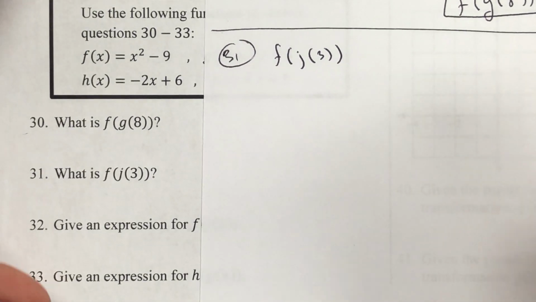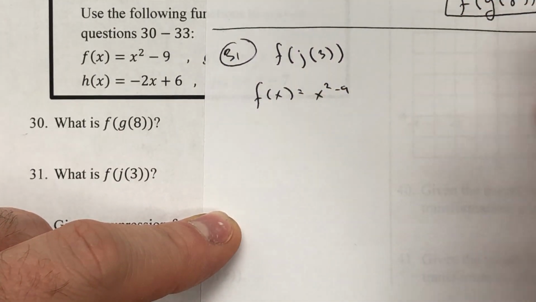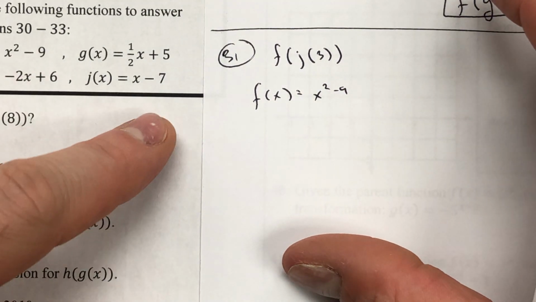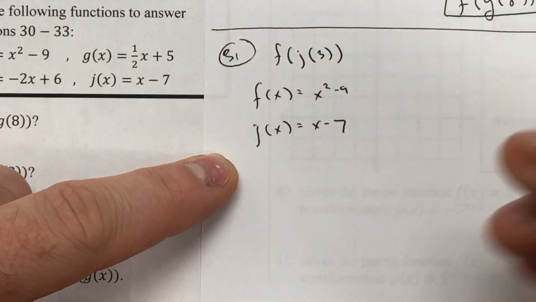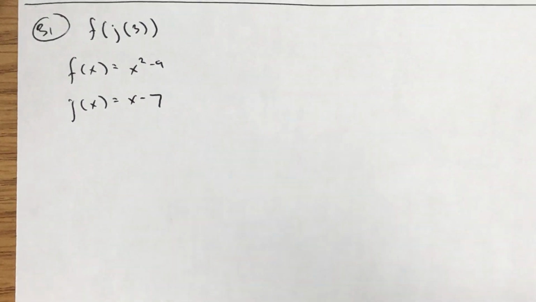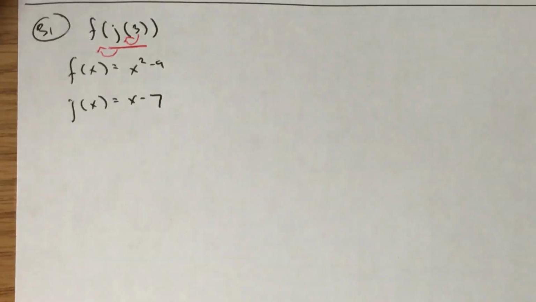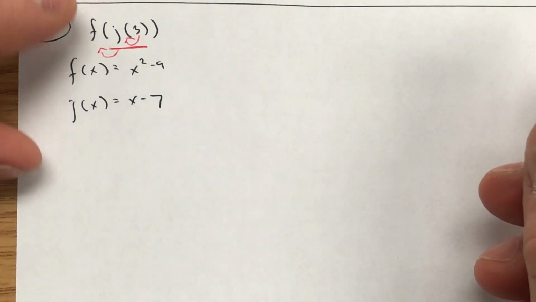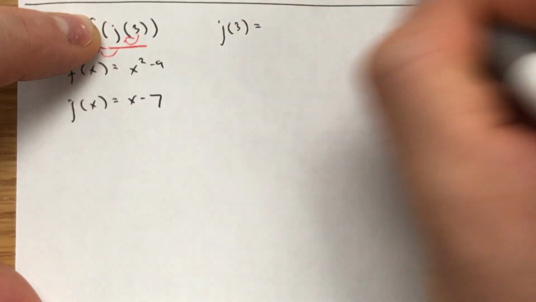Okay, in this case, f is, again, x squared minus 9, and j is x minus 7. If I look at this and how I'm going to work it, it looks like I'm going to take the 3 and plug it into j. Whatever my answer is, I'm going to plug that into f. So inside out, I'm going to take 3 and plug it into j first. So j of 3.